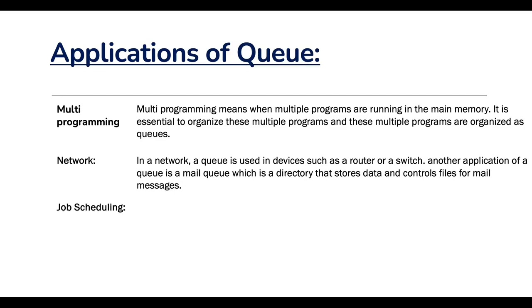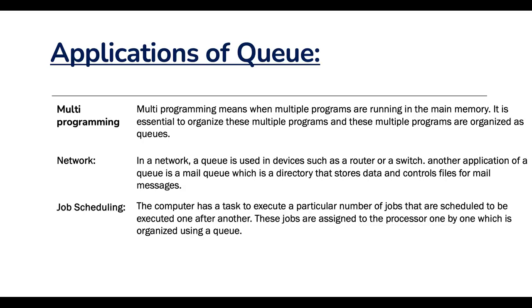The next use of the queue is job scheduling. In job scheduling also, the queue data structure or queue class is used. A computer has a task to execute a particular number of jobs that are to be scheduled and executed one after another. These jobs are assigned to the processor one by one, which is organized using the queue only. So when there is a requirement to perform operations one by one, all those tasks are put inside the queue internally and then used one by one.